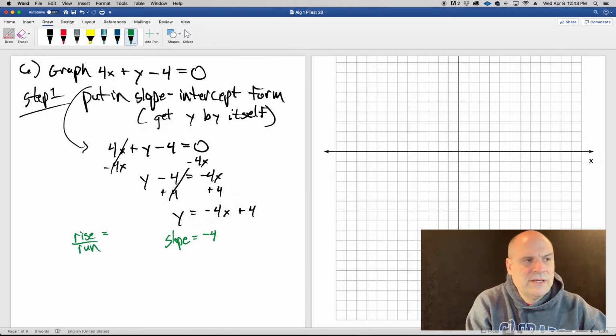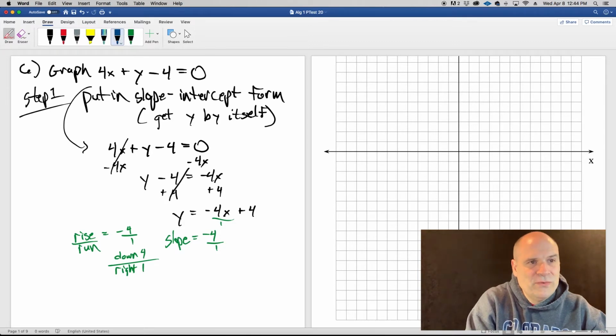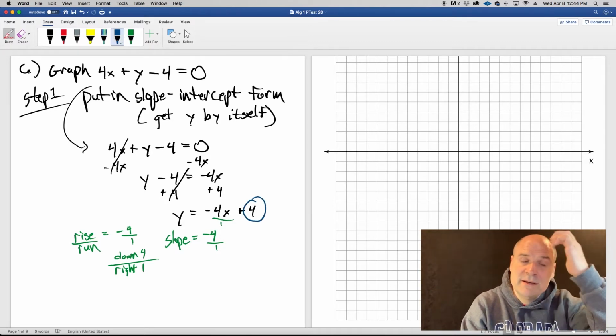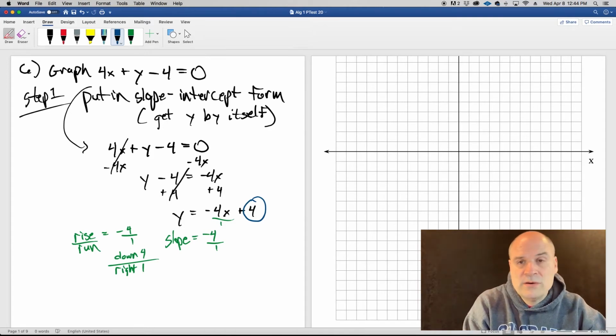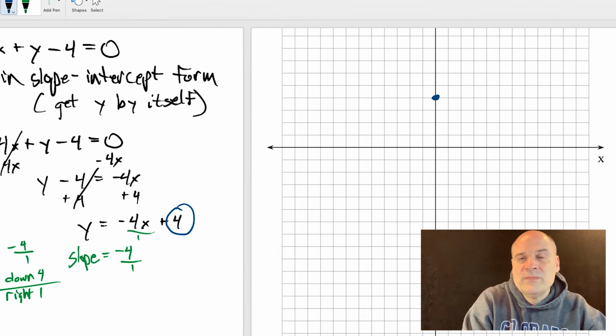So what's your rise over run? Just -4 over 1, right? Remember, you can make a fraction out of anything. So that's your slope, -4 over 1. So this just means down 4, right 1, okay? All right, what about our y-axis intercept? Remember, that's just your constant on that side. So that's where it crosses the y-axis. So this guy right here is our y-axis intercept.